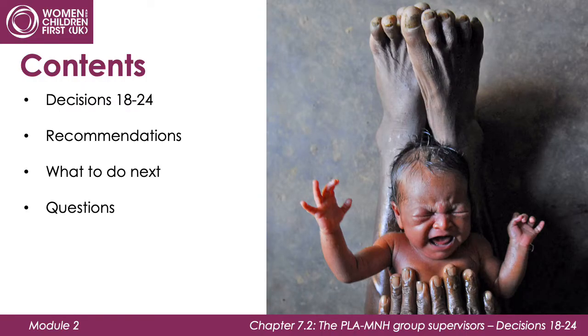This presentation is split into 4 sections. First, we'll explore the 7 key decisions regarding the program supervisors that need to be made when planning a PLA-MNH group program. Next, we'll consider the recommendations to keep in mind when making these 7 decisions. Then we'll cover what to do next after reviewing this presentation. And finally, we'll also give you some guidance on how to get answers to any questions you might have.